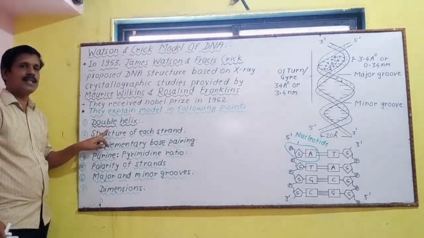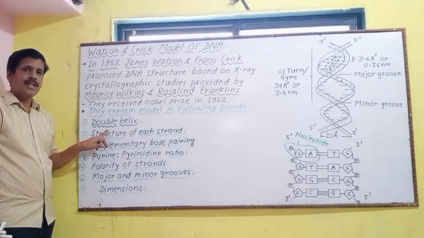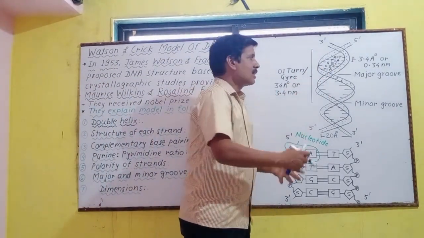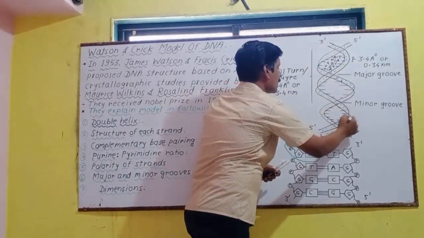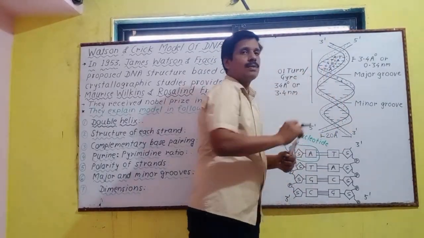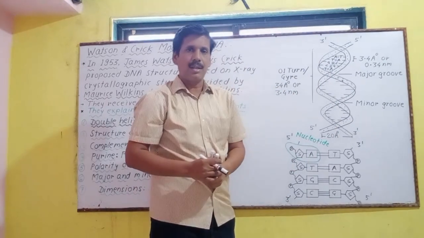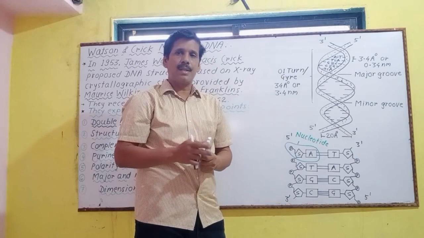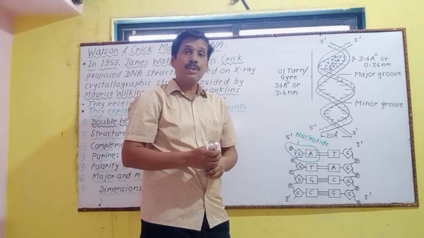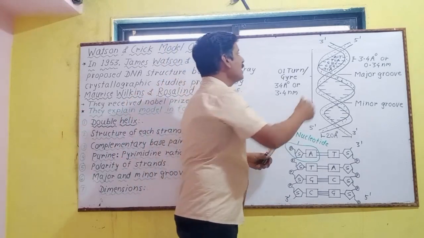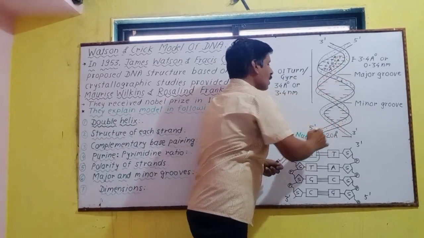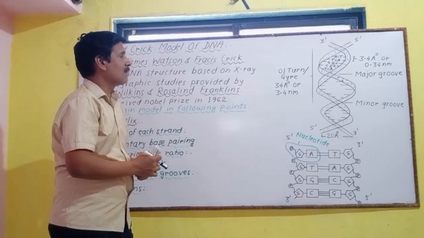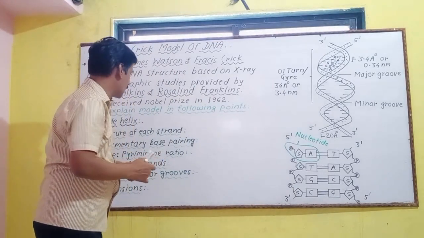The first point is the double helix. We know that the DNA consists of two strands, and these two strands of the DNA are spirally or helically coiled along an imaginary axis, and that is called the double helix.